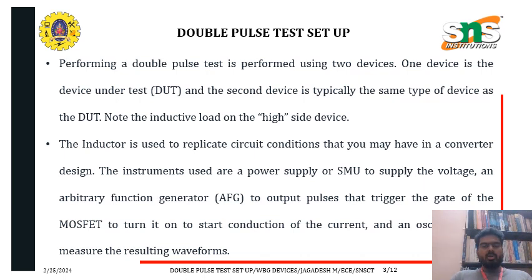A double pulse test is performed using two devices. One device is the device under test, that is DUT, and the second device is typically the same type of device as the DUT. Note the inductive load on the high side device; the inductor is used to replicate a circuit condition that you may have in a converter design. The instruments used are a power supply or SMU to supply the voltage, an arbitrary function generator, that is AFG, to output a pulse that triggers the gate of the MOSFET to turn it on and start conduction of the current, and an oscilloscope to measure the resulting waveforms.